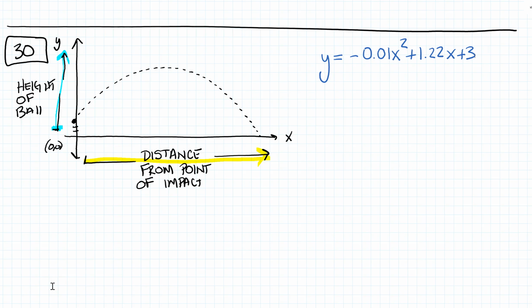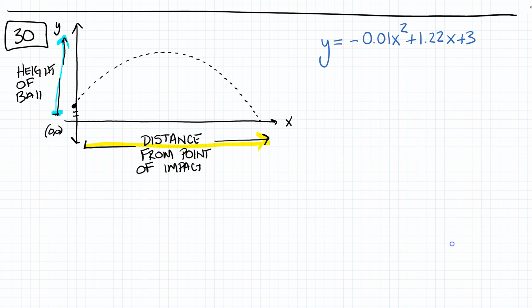Okay, number 30 is a classic quadratics application problem. It says the height of a batted ball is modeled by the function h equals negative 0.01 x squared plus 1.22 x plus 3. I should have used an h, but I used a y. It says where x is the horizontal distance in feet from the point of impact, and y is the height of the ball in feet.